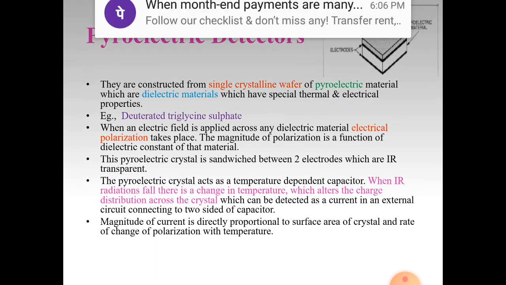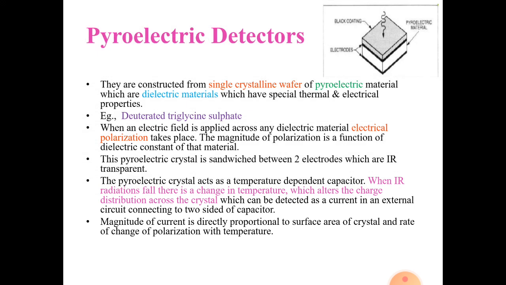The next one is the pyroelectric detector. Pyroelectric detectors are constructed from a single crystal wafer of pyroelectric material, which is a dielectric material with special thermal and electrical properties. For example, deuterated triglycine sulfate can be used as a dielectric material. The material is sandwiched between two electrodes.